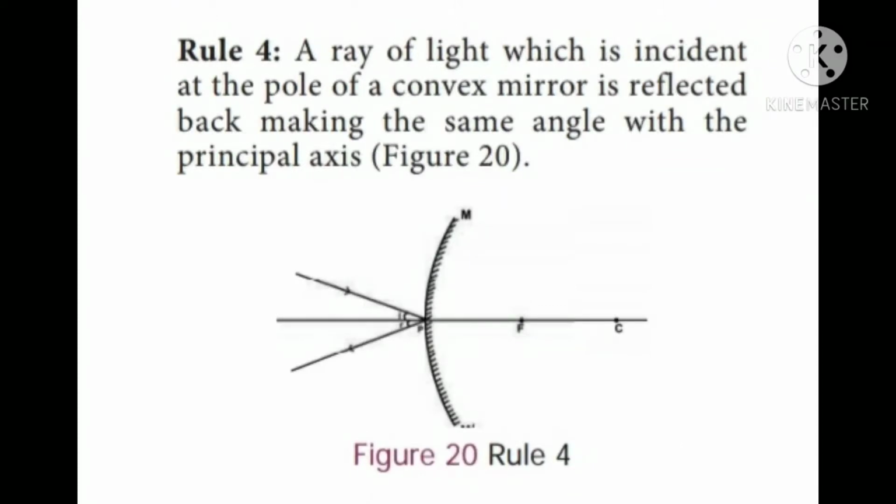Rule number 4. A ray of light which is incident at the pole of a convex mirror is reflected back, making the same angle with the principal axis. This means that whenever a ray of light is coming and striking, it will reflect back and make the same, equal angle with the principal axis.